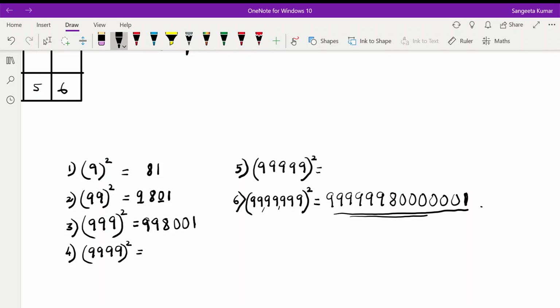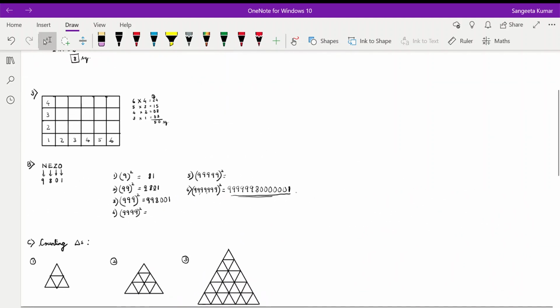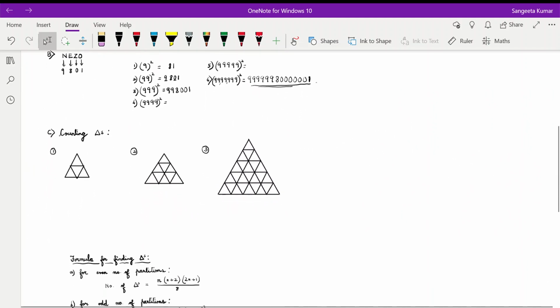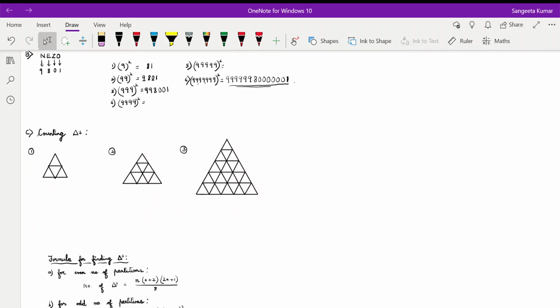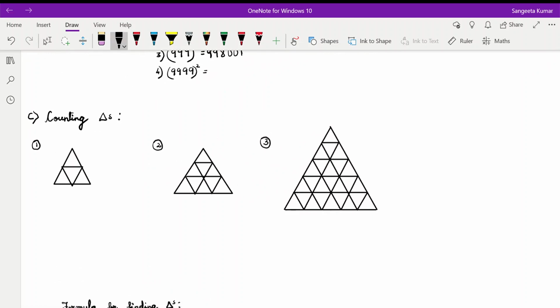You can put your answers in the comment box and I will be checking them. Now we come to the third trick, that is counting the number of triangles. For counting the number of triangles, I have taken a simple triangle initially.